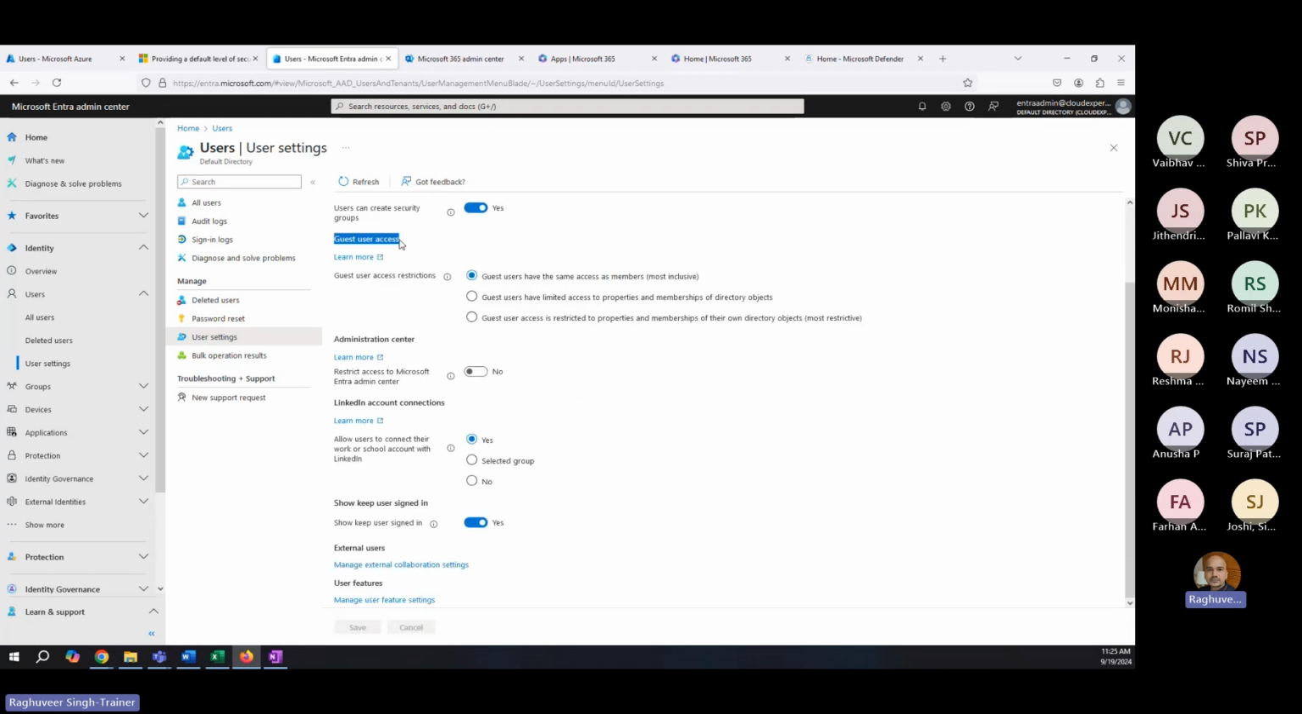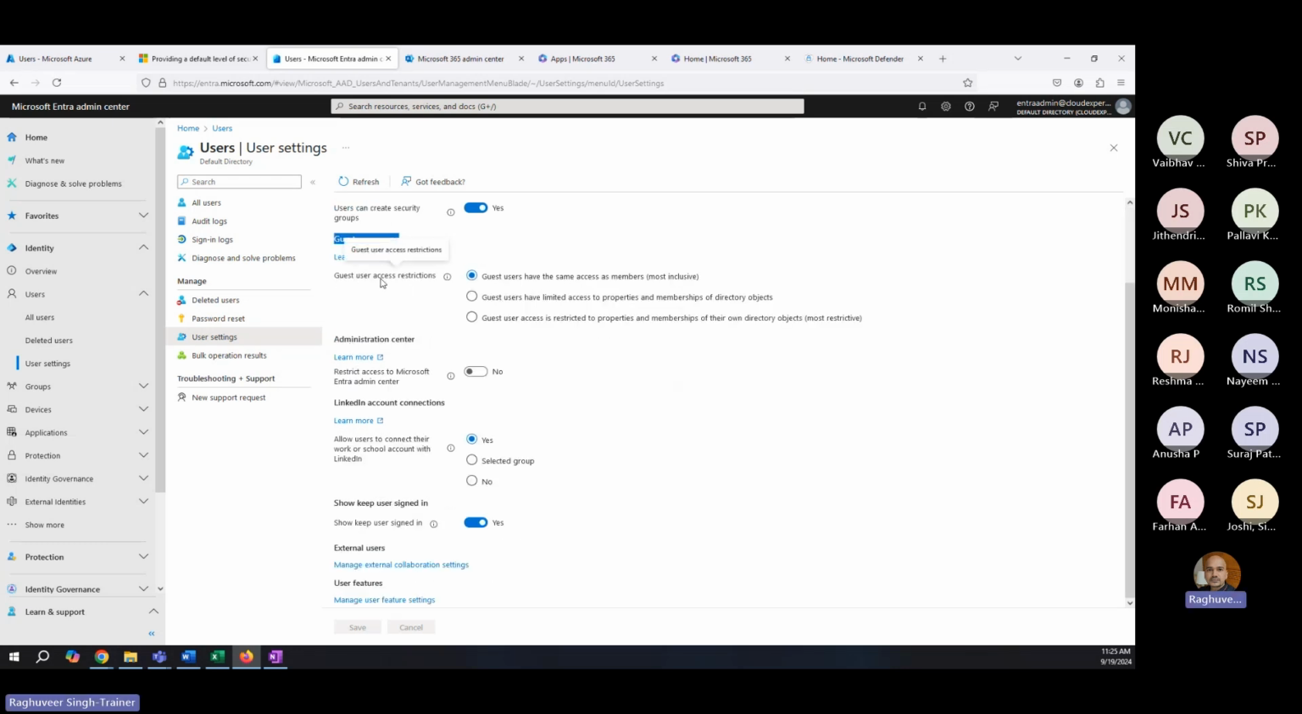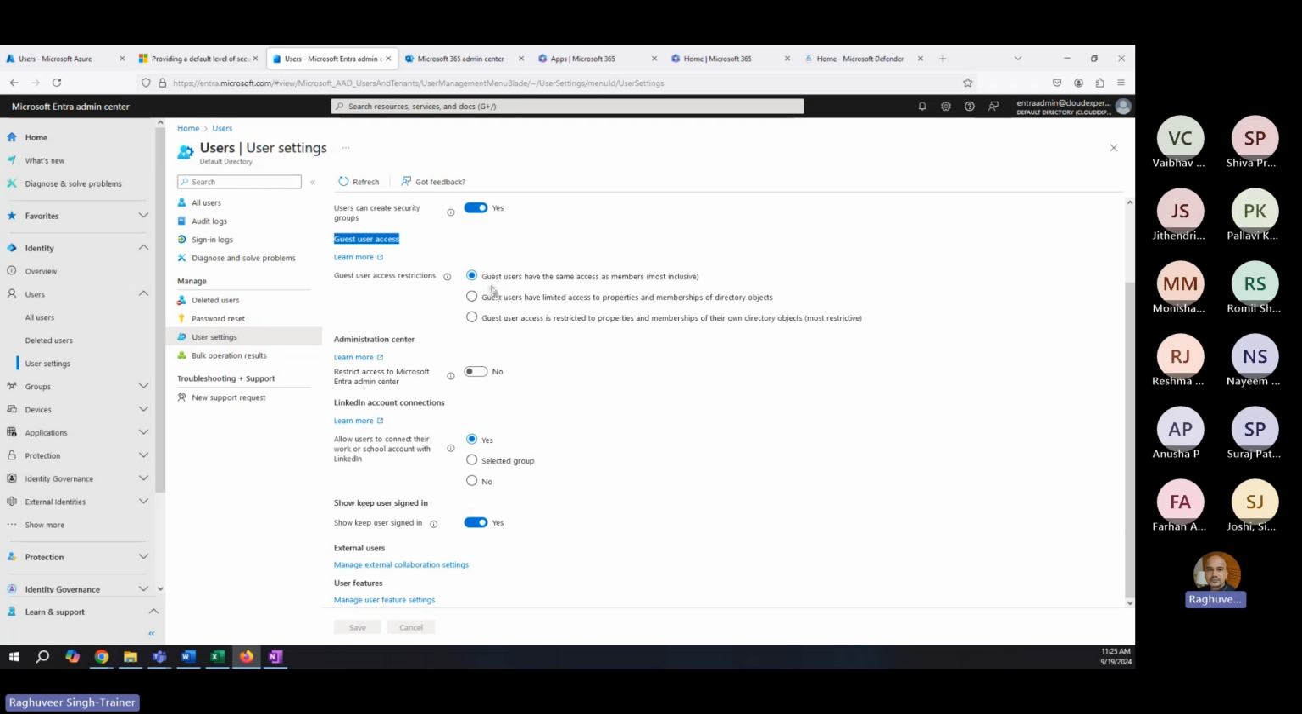Then guest user access, very important, which is external collaboration. So for external collaboration, guest user access restrictions. As an admin, you're basically deciding that guest users have the same access as member. Now, probably some organizations don't allow this behavior. They would not allow a guest user to have global admin access, which a member user may have. So guest users should not be the same as member. Then guest users having limited access to properties and membership of directory objects. And guest user access restricted to properties and membership of their own directory objects, most restrictive.